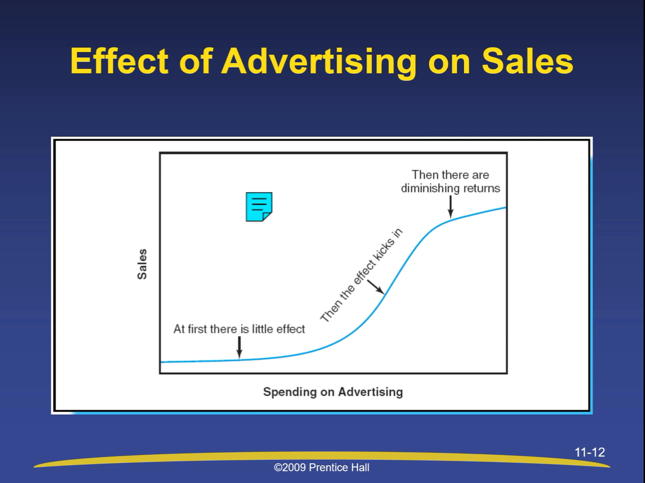Effects of advertising on sales. Looking at the line chart, on the y-axis on the left we have sales, and on the x-axis at the bottom we have spending on advertising. At first, there is little effect from spending on advertising. As spending increases, the effect begins to kick in. Spending more and more on advertising is when we have diminishing returns.